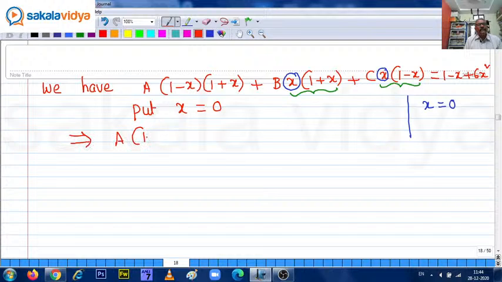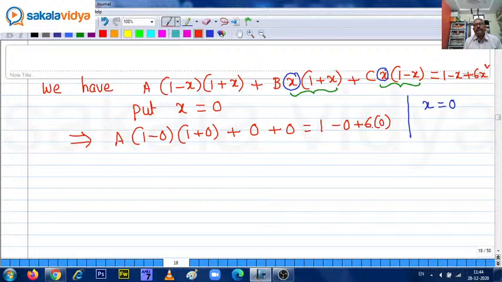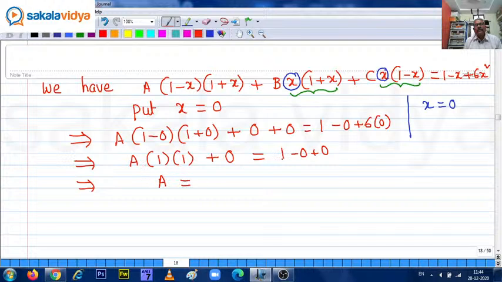A times 1 minus 0 into 1 plus 0. See, very interesting, 0 into something is 0, plus 0 into something is 0, equal to 1 minus 0 plus 6 into 0 square, which is 0. So we get a times 1 minus 0, that is 1, 1 plus 0, that is 1, so 1 into 1 is 1, a plus 0, equals 1 minus 0 plus 0. So therefore a equals 1. This is the answer.